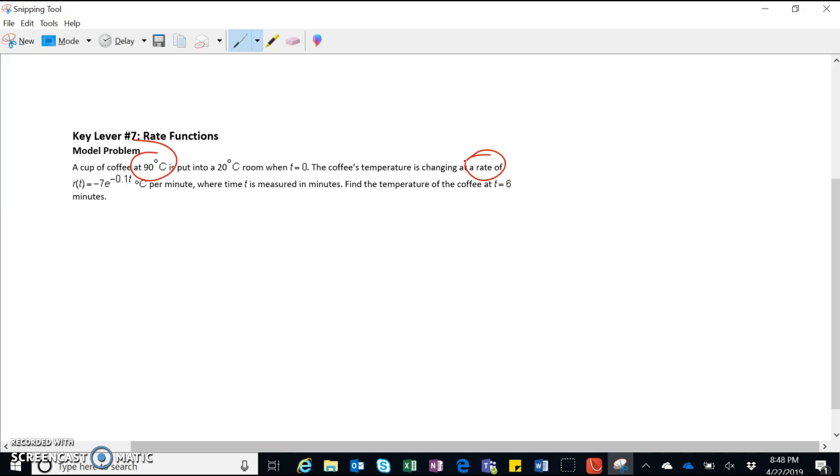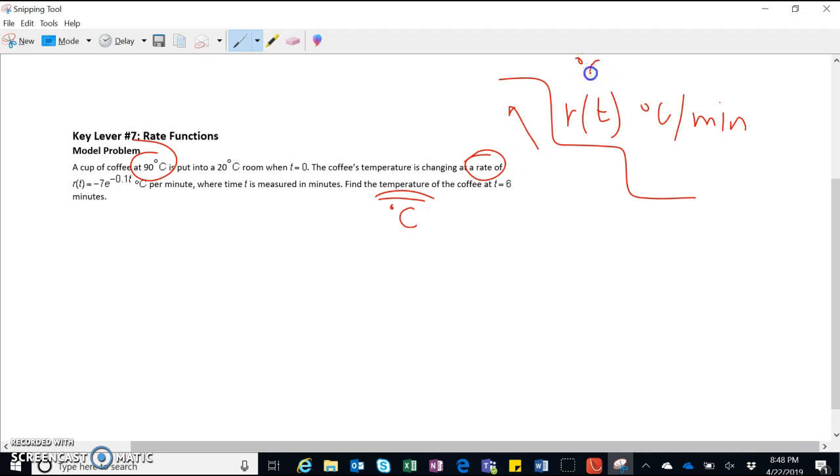So what I'm really drawn to here is that R of t is being measured in degrees Celsius per minute. That's a rate function. So if I think about stairs, this question asked me to actually find the temperature of the coffee. So a degree Celsius is being requested. And the only way to get from degrees Celsius per minute to degrees Celsius is to go up the staircase. So a degree Celsius is going to be up here where big R is living. And we know enough about this to understand that moving up a stair requires an integral.